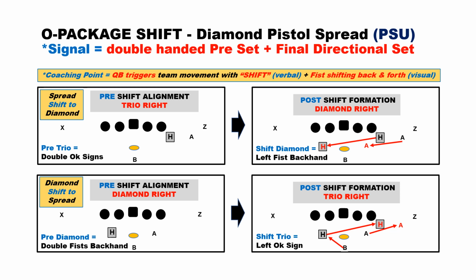Here then is an offensive package shift. You can see here this is a diamond or a 3-back, where we can shift now to our 1-back spread or vice versa.